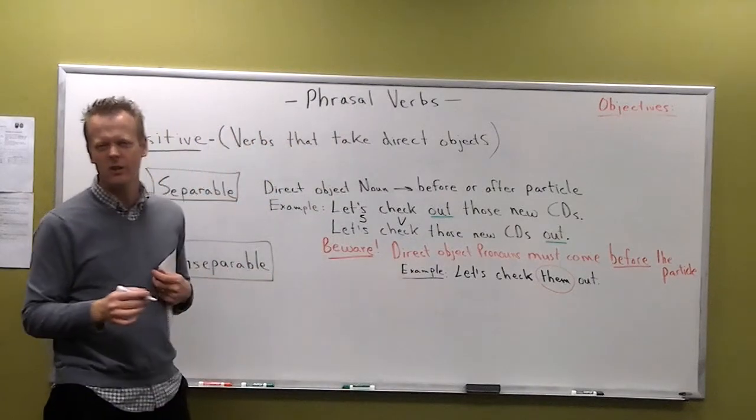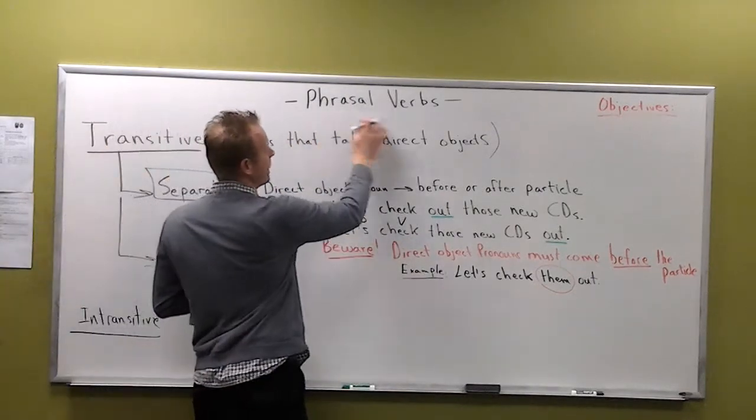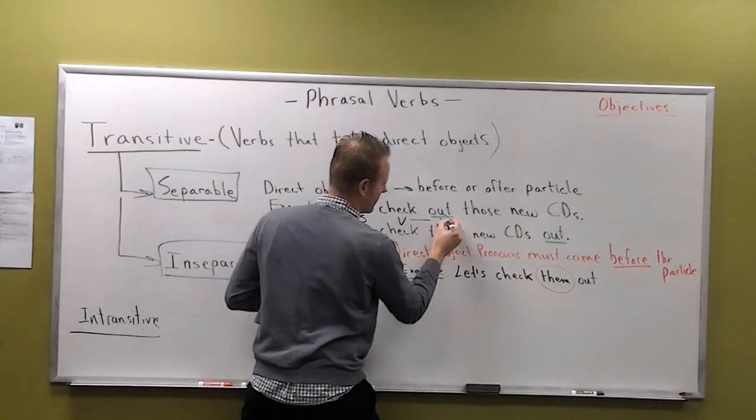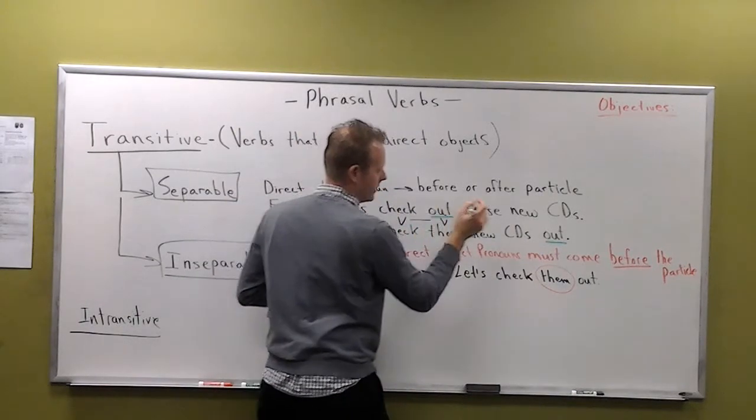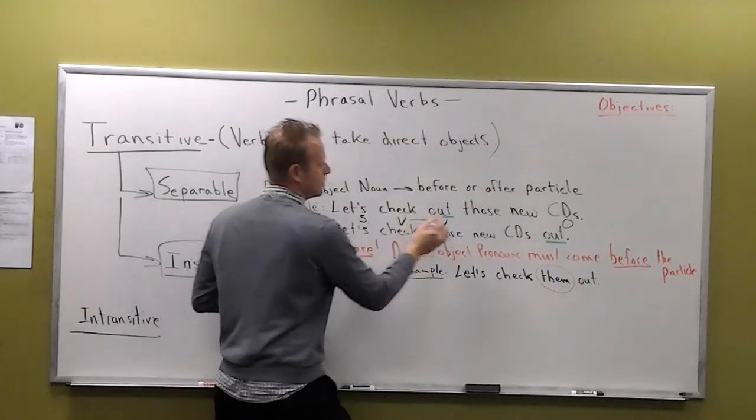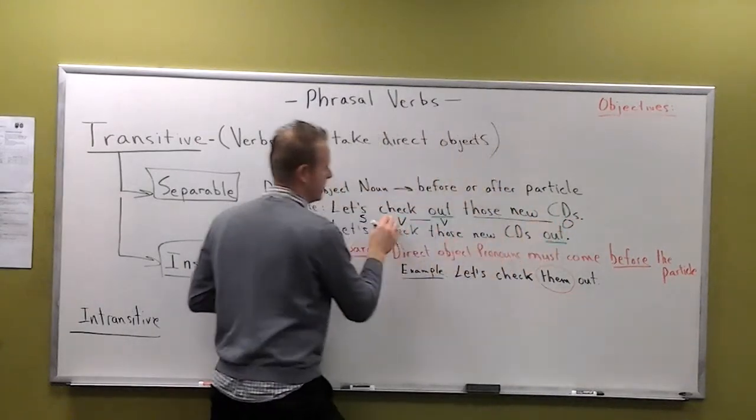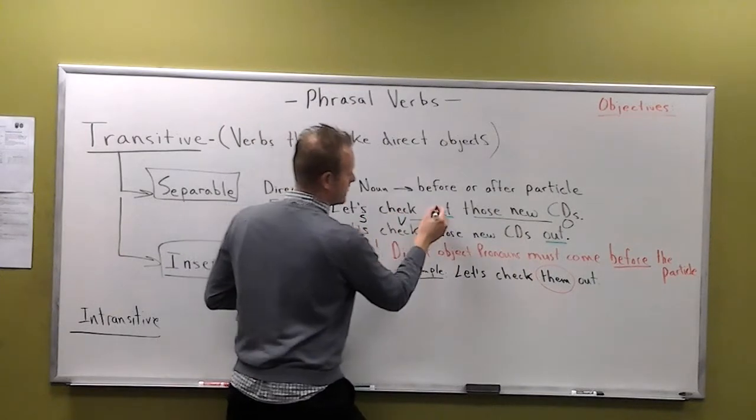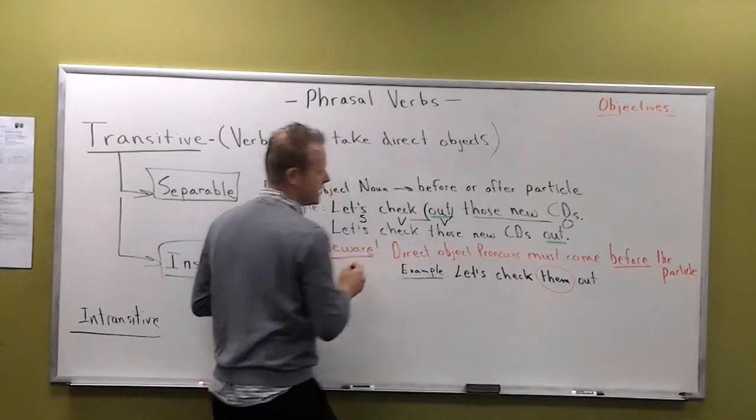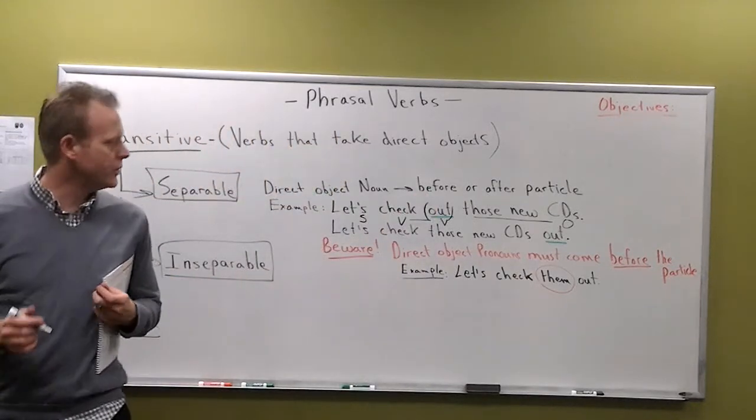Where's the particle? Out. Remember, it's a phrasal verb. The preposition is out and the object is those new CDs. Really, this is acting like an object phrase. But anyway, the point here is this little word is check out. What does that mean in English? Let's check out those new CDs.